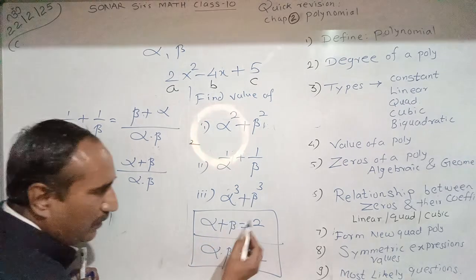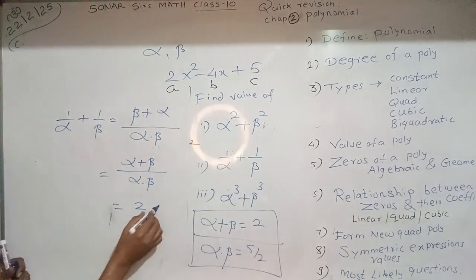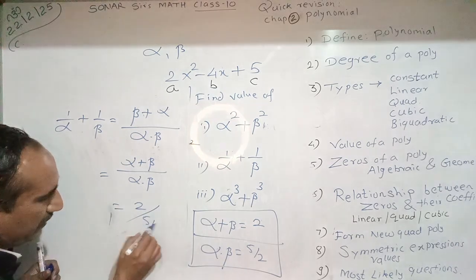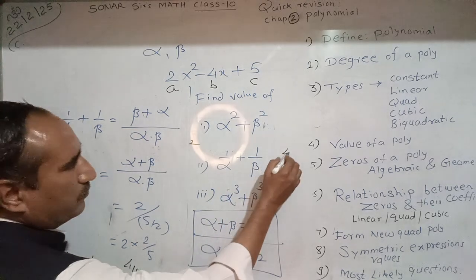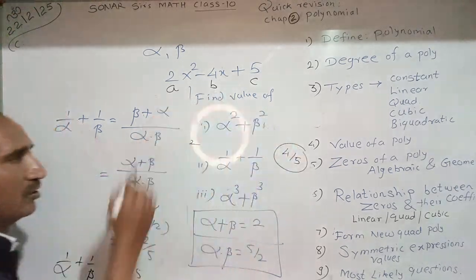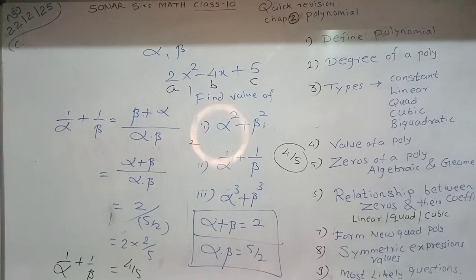Alright, alpha plus beta is 2. Alpha into beta is 5 upon 2. So we can write it as 2 into 2 by 5. So the answer is 4 upon 5. So 1 upon alpha plus 1 upon beta is 4 upon 5. Here we got the answer 4 upon 5. Let's move to the cubic.